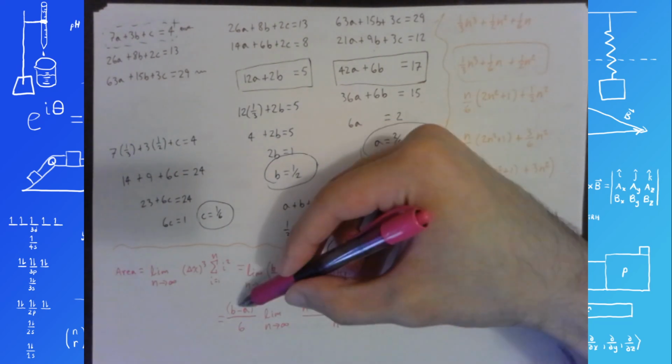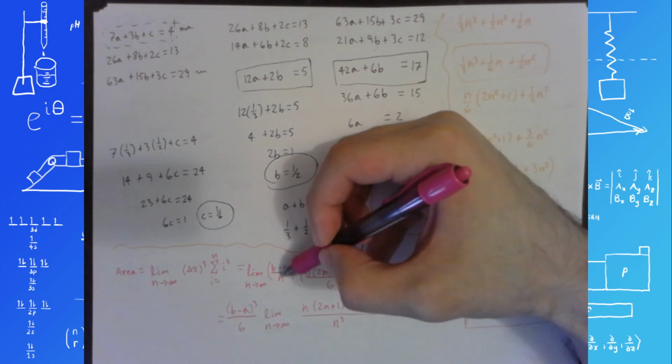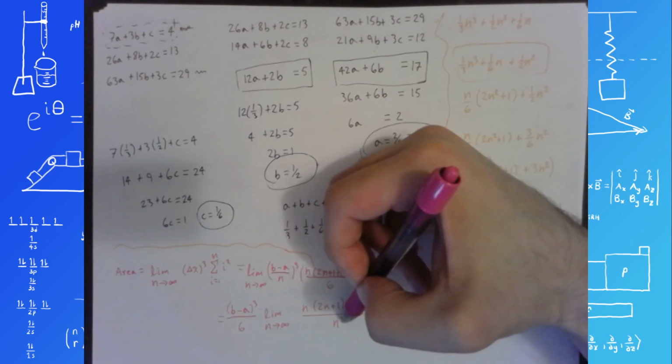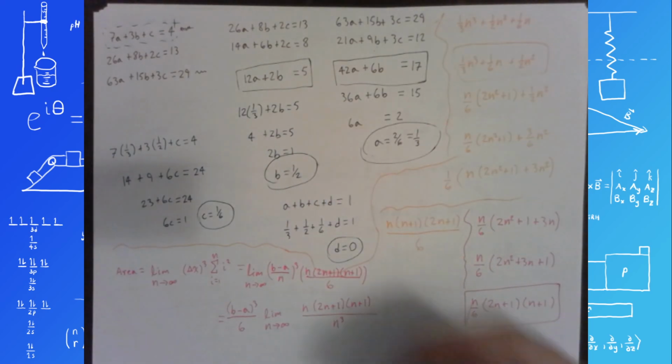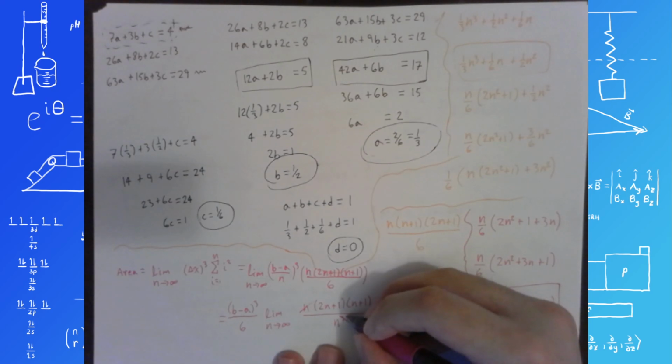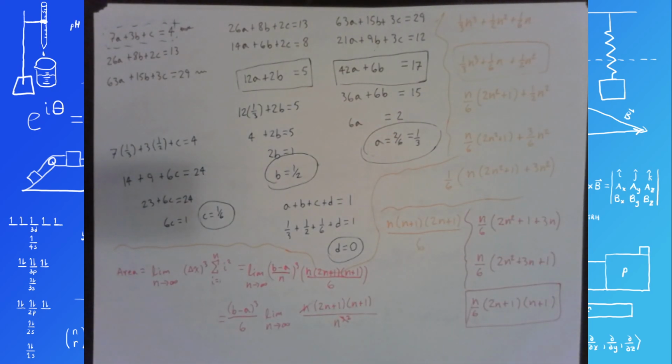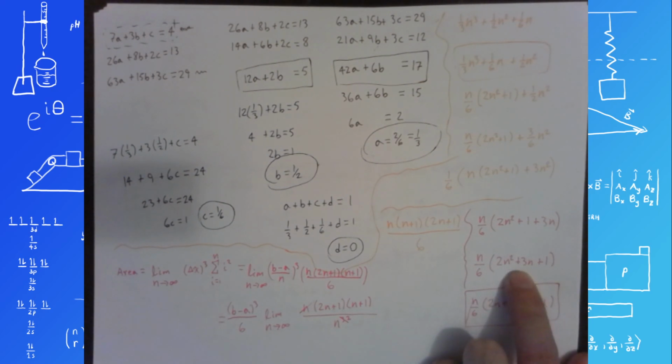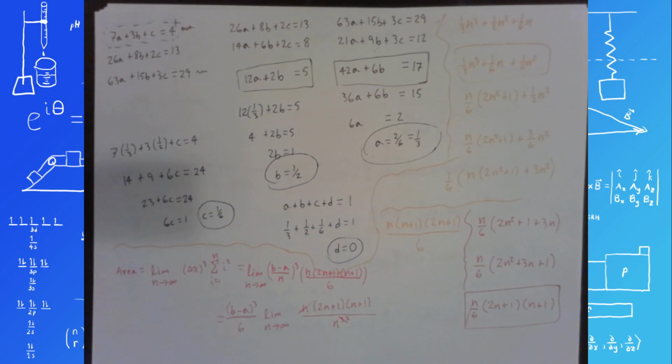I get the (b minus a) all cubed in the numerator, and in the denominator I get an n cubed. Well, I can go ahead and reduce one of the n's, so now it's n squared. And if I put this back together, it should be 2n squared plus 3n plus 1.